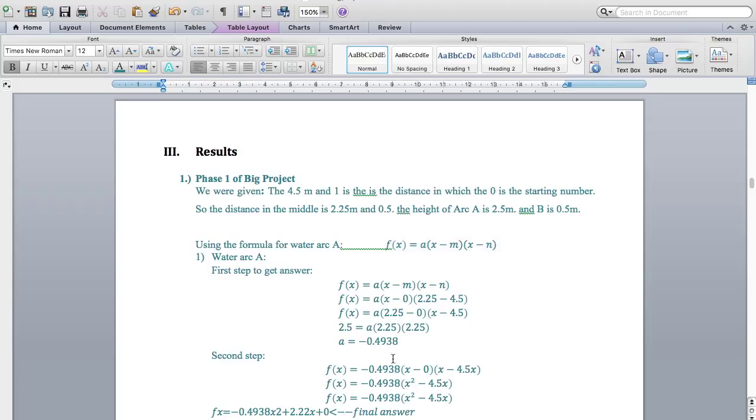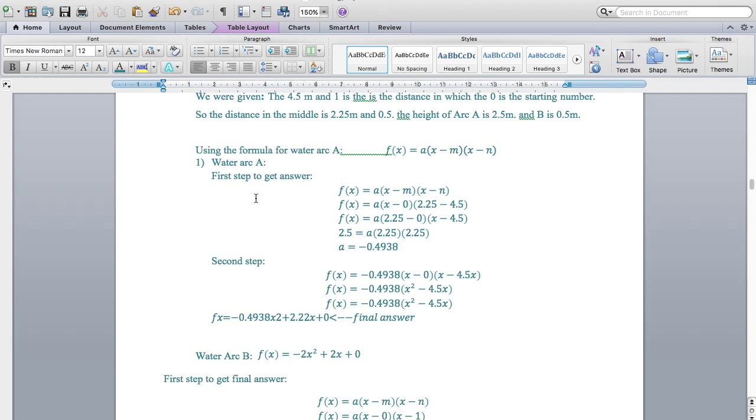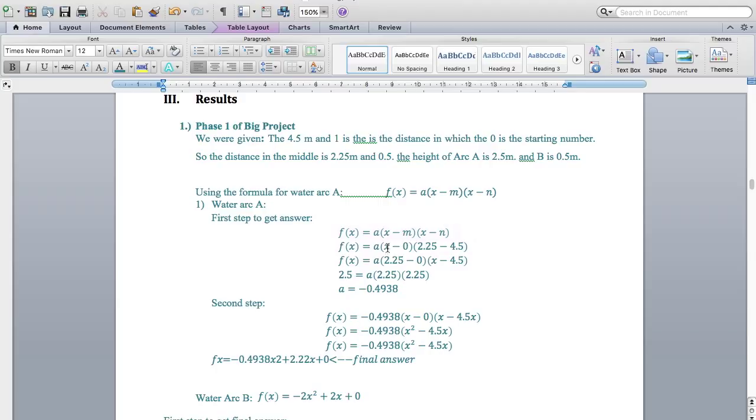Using the formula for water arc A, the formula for most of the arcs to find the quadratic formula is f(x) or y equals a(x minus m)(x minus n). So this is the first step to get the answer. We had to put the starting height in m and the distance in n, and then complete the following steps.